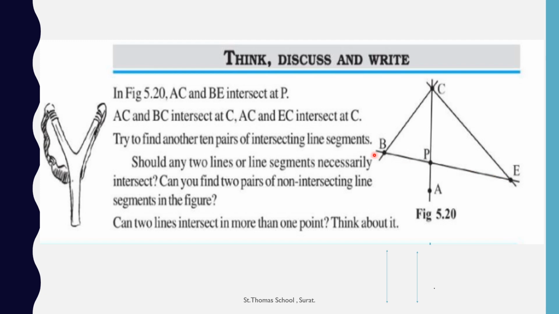Next we can say EB and CB intersect at the point B. Next one, BE and CE intersect at the point E, and CA and EB intersect at the point P. That is already done, right? Next one we can say BC and EC intersect at the point C. Like this you can find more. So try to find by yourself.